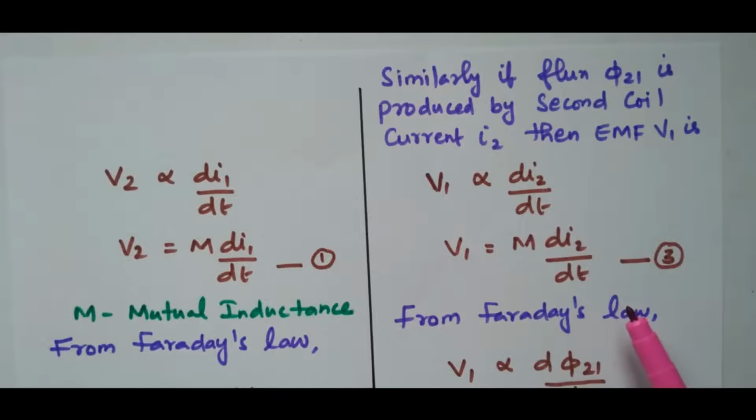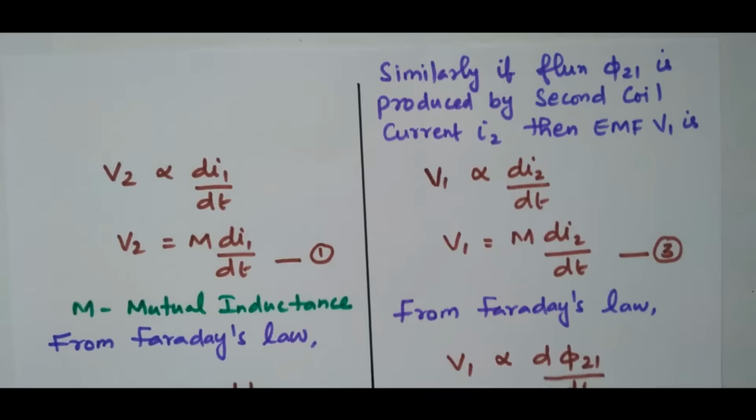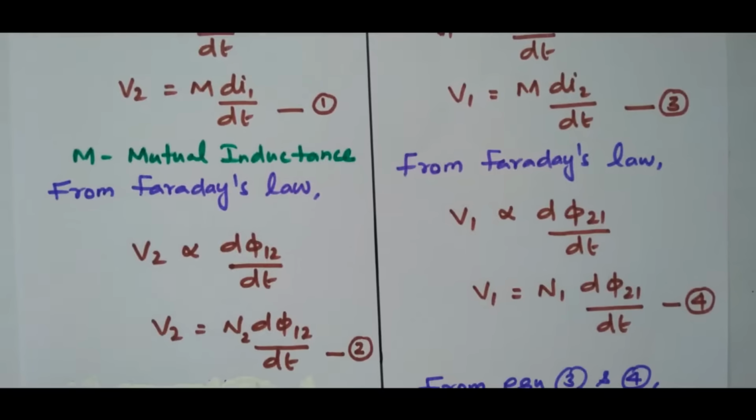Now we are energizing the second coil and EMF is induced in the first coil. Right? So from Faraday's law, this V1 is proportional to d phi 21 divided by dt. Here phi 12 is first coil to second coil. Here, second coil to first coil. So while equating, we need to introduce a constant N1, the number of turns in the first coil. V1 equal to N1 d phi 21 divided by dt.